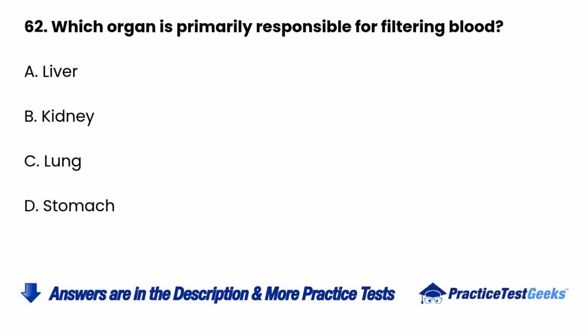62. Which organ is primarily responsible for filtering blood? A. Liver. B. Kidney. C. Lung. D. Stomach.